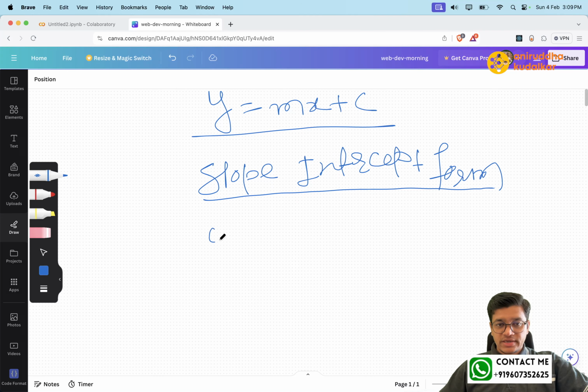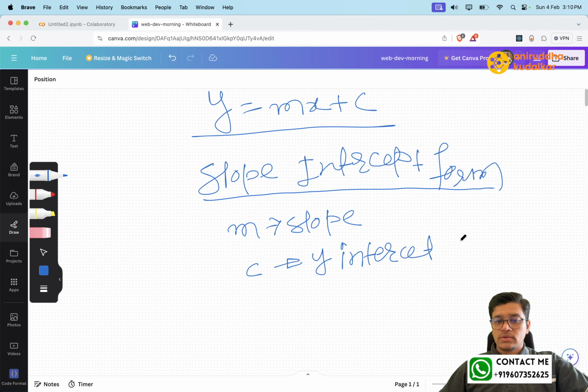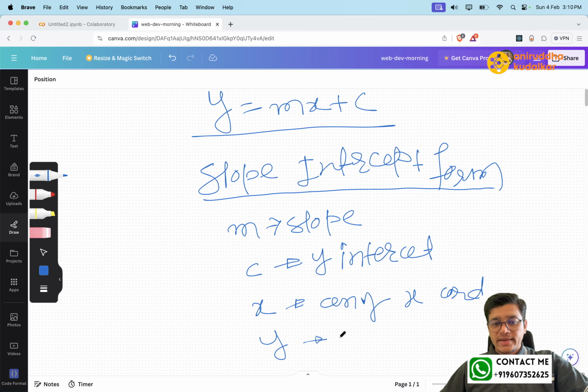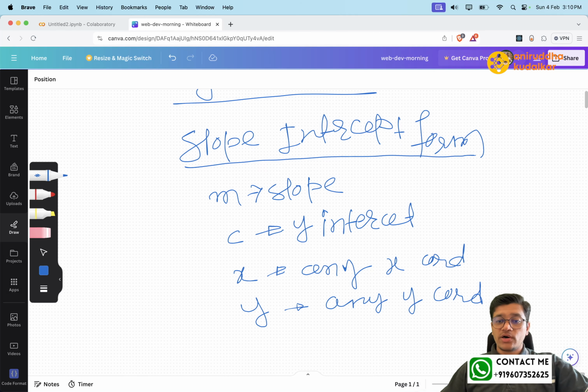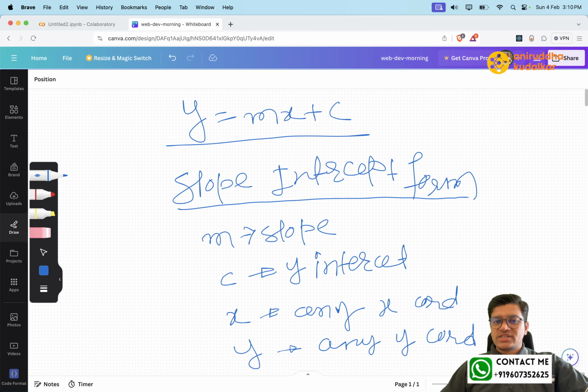So here you can say m is the slope and c is the y-intercept, where x can be any x coordinate on the line, and y any y coordinate on the line. That is important: the x coordinate and the y coordinate on the line. So this is a simple thing.